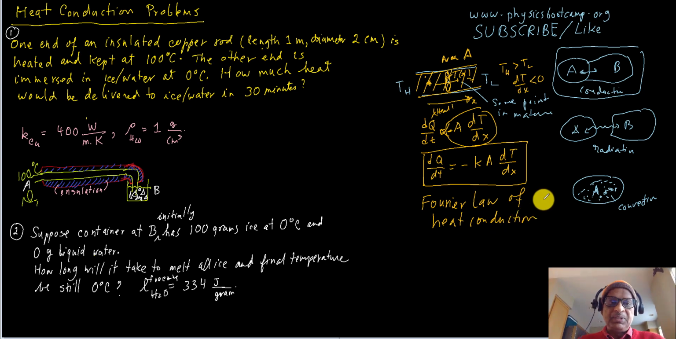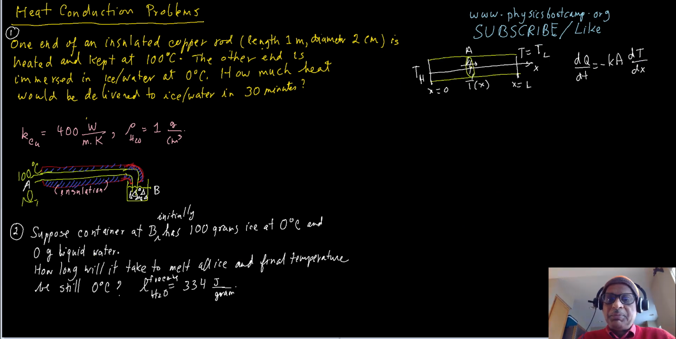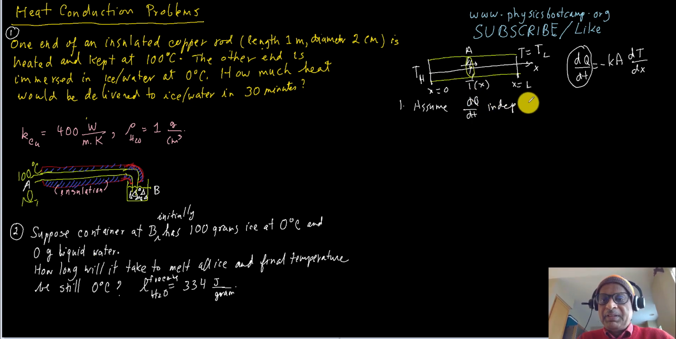So when we apply this to this kind of problem, we can make a certain amount of assumption, like say the heat flow is the same everywhere, then we can integrate this, and I'm going to integrate and get a formula that we're going to use to solve all these problems. Okay, so we're going to assume that dq over dt is independent of x, the same everywhere.